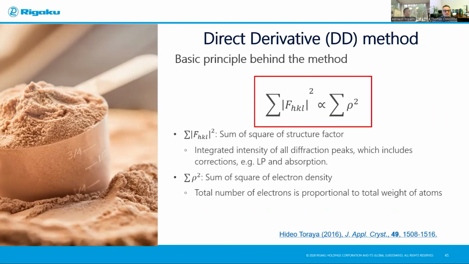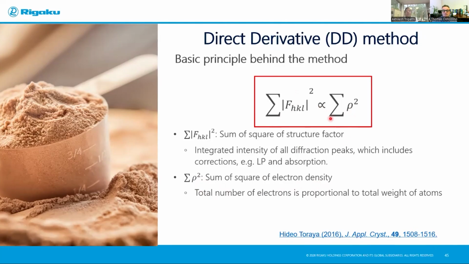Let's move to talk about something that you may not have heard a lot about, the direct derivative or DD method. Very simply, because I've used this FHKL before, it will be easy for our audience today to understand. The basic principle behind the DD method, as developed by Dr. Hidayo Toraya, and referenced here: remember, the structure factor squared is proportional to the intensity. Well, he further took this idea and said it is also proportional to the sum of the square of electron density. Well, that gives a clue.